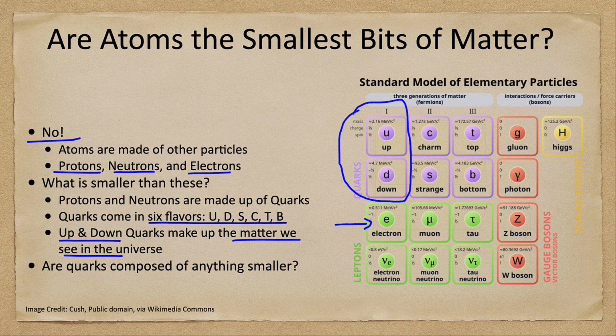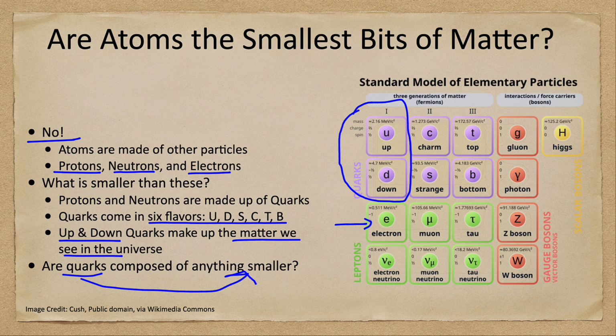Now the question is then, are the quarks composed of anything smaller? And at this point, we really don't know for sure. It's thought at this point that the quarks are the smallest bits of elementary matter that make up everything else in the universe. But perhaps there is something else that actually composes the quarks, and that could be determined at some point in the future.